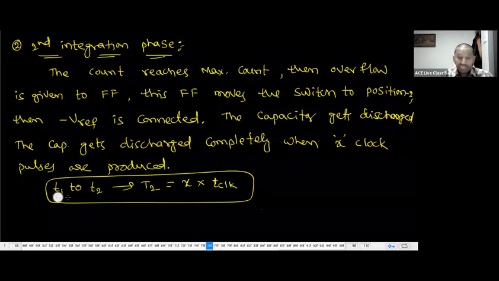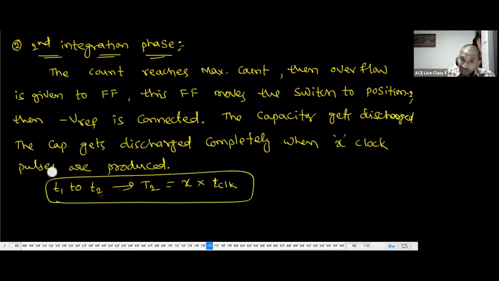Then tell me, T1 to T2, I'm taking as capital T2. X counts, X clock pulses are counted, and here simply T clock. If you multiply these two, T2 will be there. One is integration, one is de-integration. We can say first integration and second integration. Dual slope means positive and negative will be there.